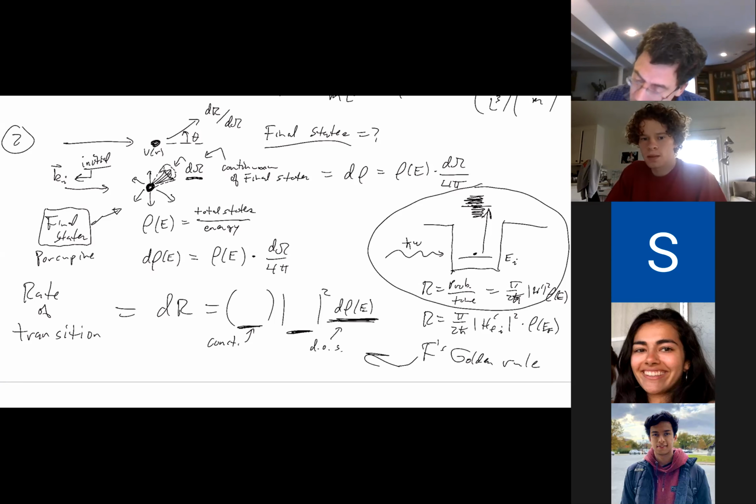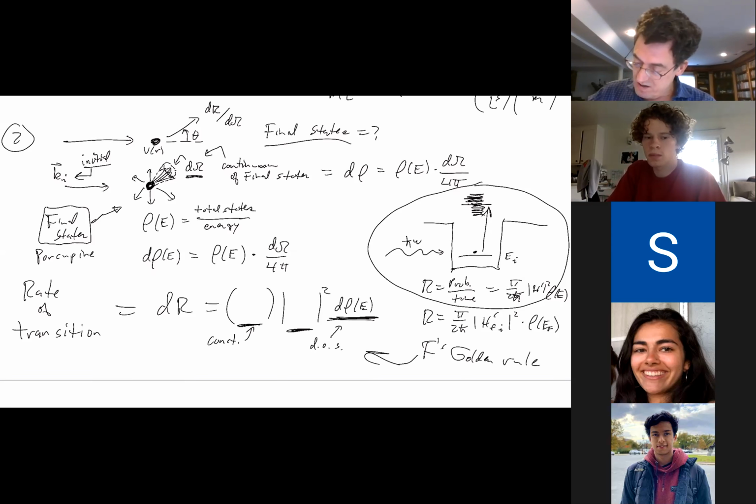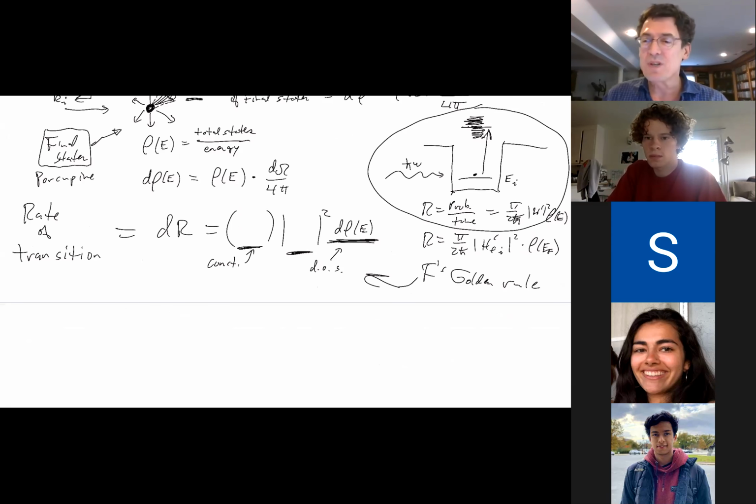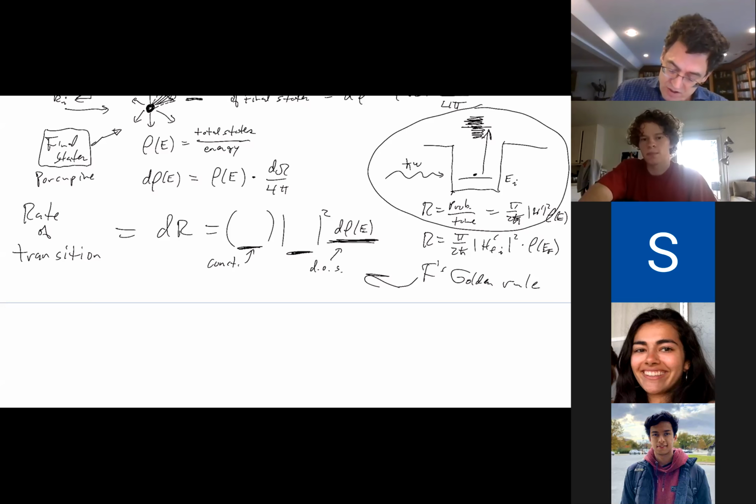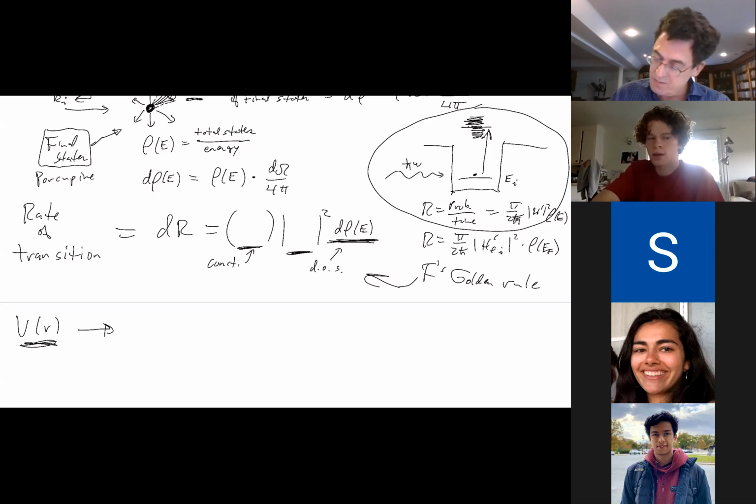What's the matrix element? What's the H prime? What's the perturbation? What's the energy? It's the electric dipole operator. That's a good guess because that's what we did for the electric field. But now I'm not giving you an electric field. Now all I'm giving you is this potential V of R. So what is this matrix element?